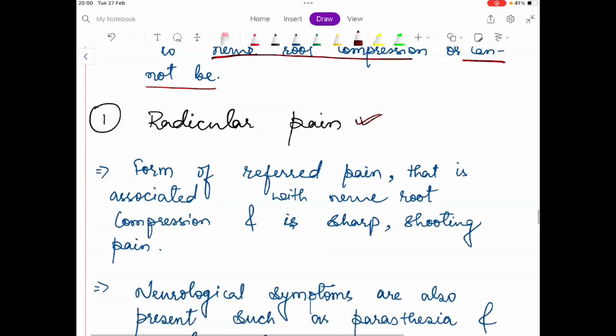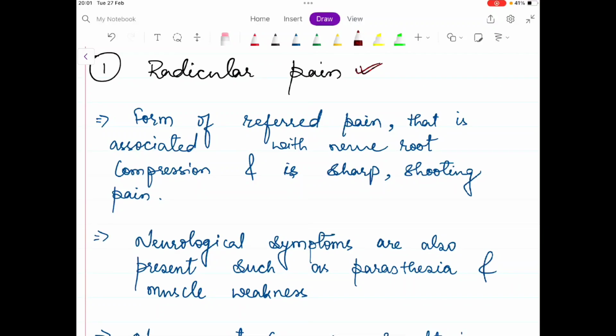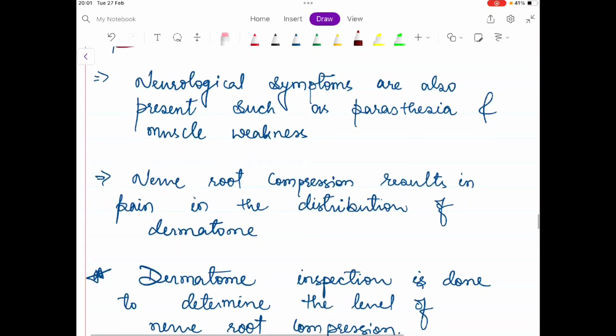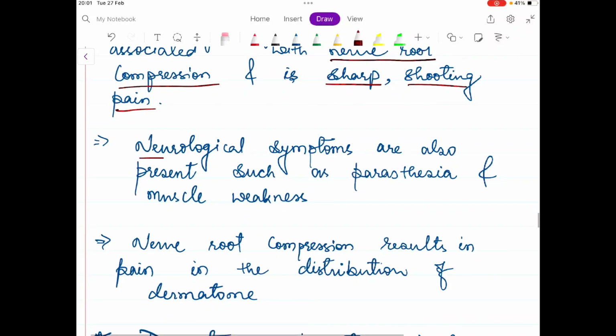Now let's move on to radicular pain. Radicular pain is a type of referred pain that is associated with nerve root compression, and it is a type of sharp shooting pain. In this type of pain, neurological symptoms are also present, which are your paresthesia or muscle weakness. So these are the neurological symptoms.